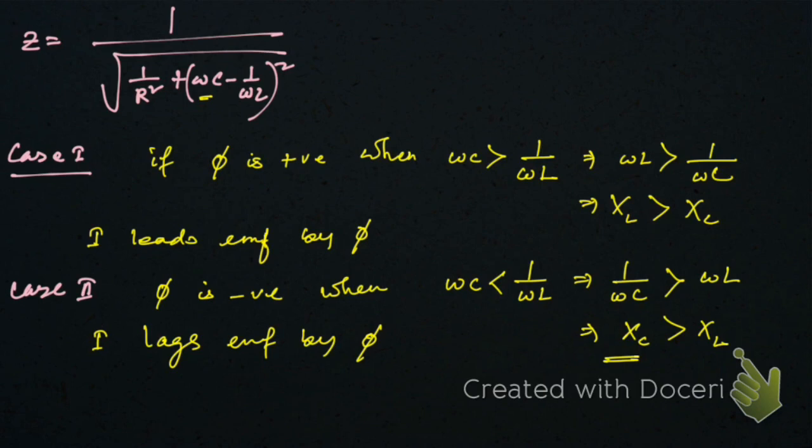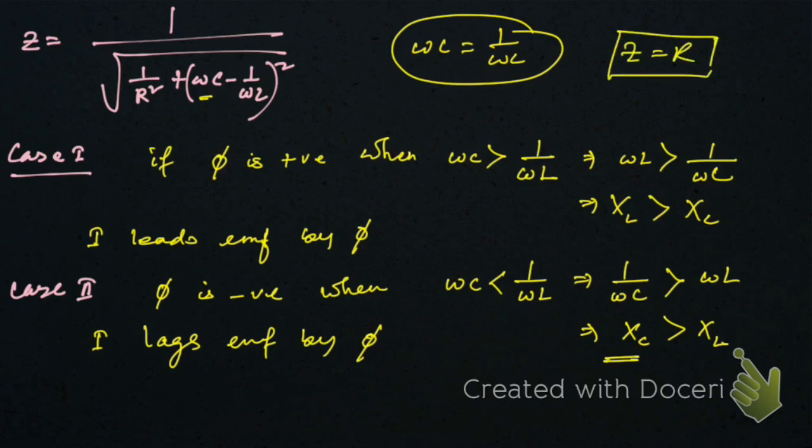Now let's move on to case 3. Here omega C will be equal to 1 by omega L. In that case, this term is going to be equal to 0, so you will get Z is equal to R. So this is the minimum impedance, right? Because when this term is 0, you will get the minimum denominator. If you get the minimum denominator, then 1 by the minimum denominator will give you the maximum value of current, right? Hope this is clear.